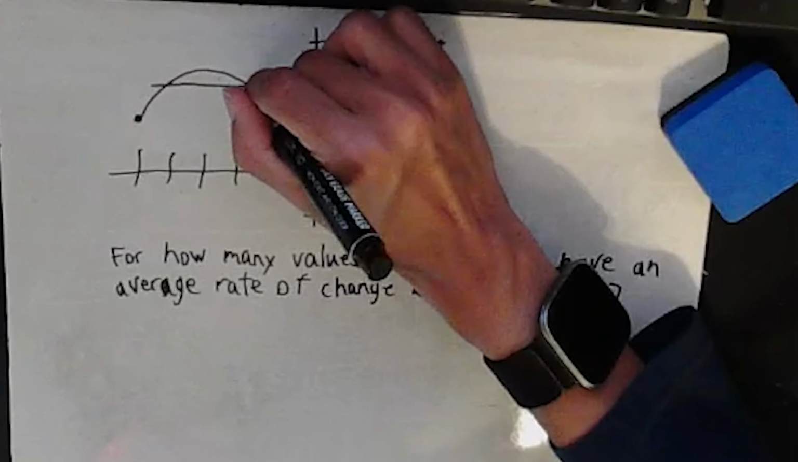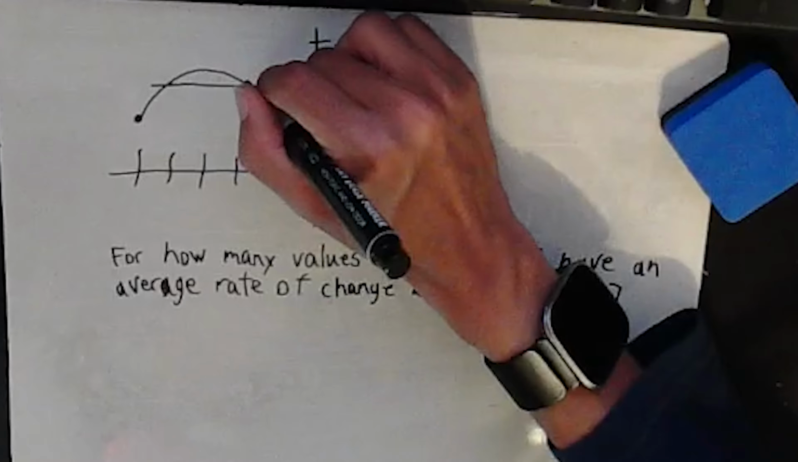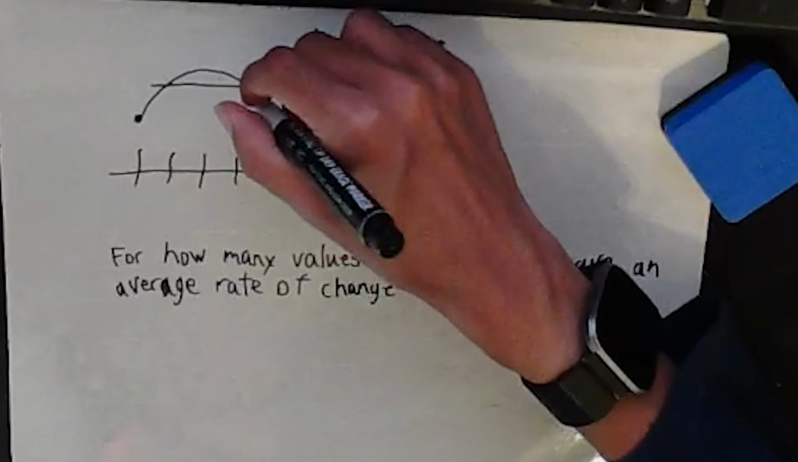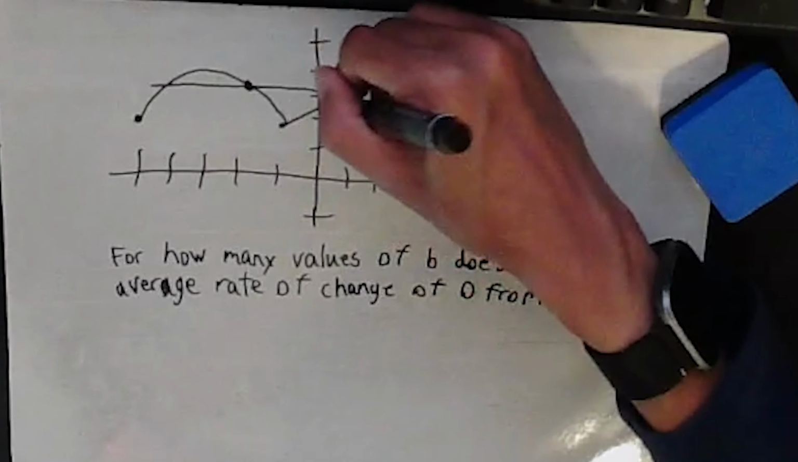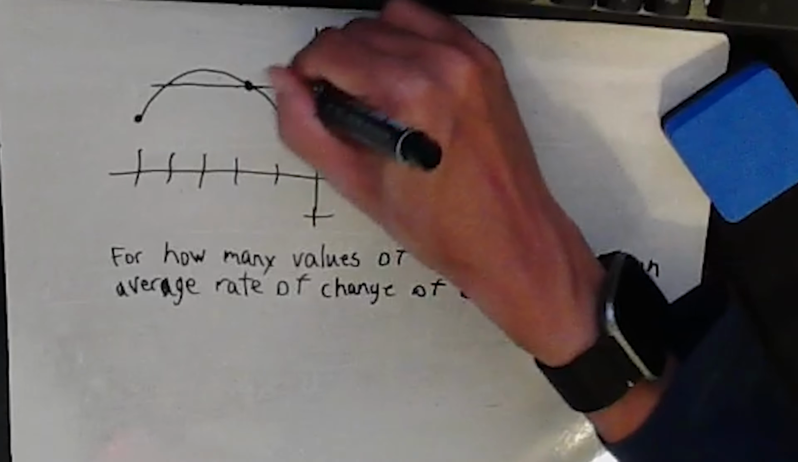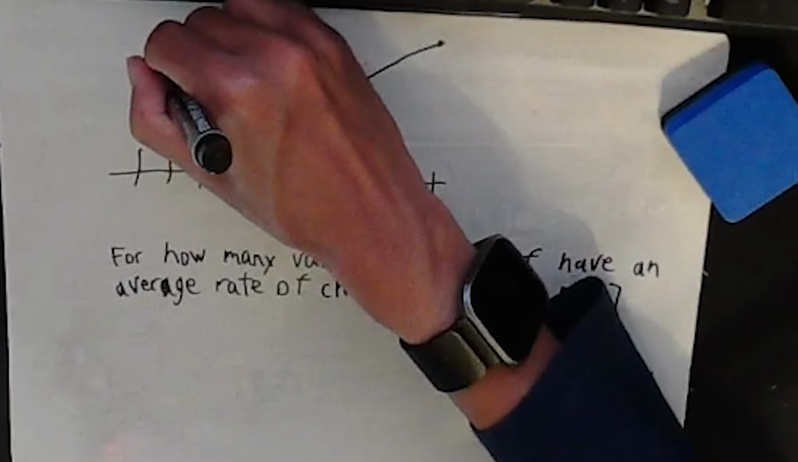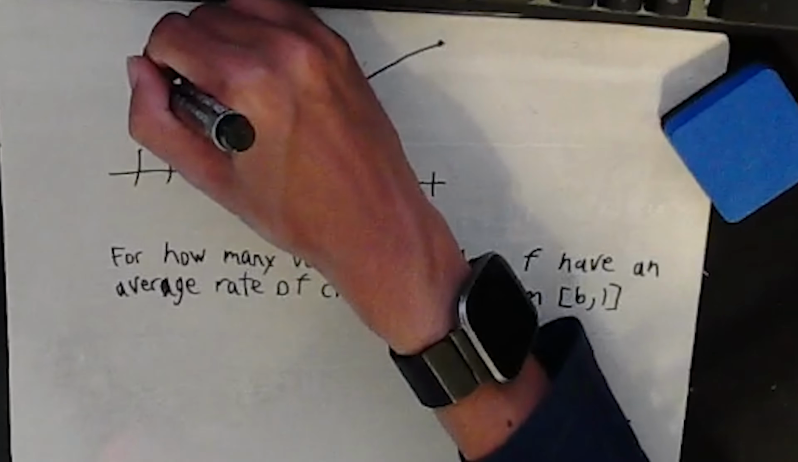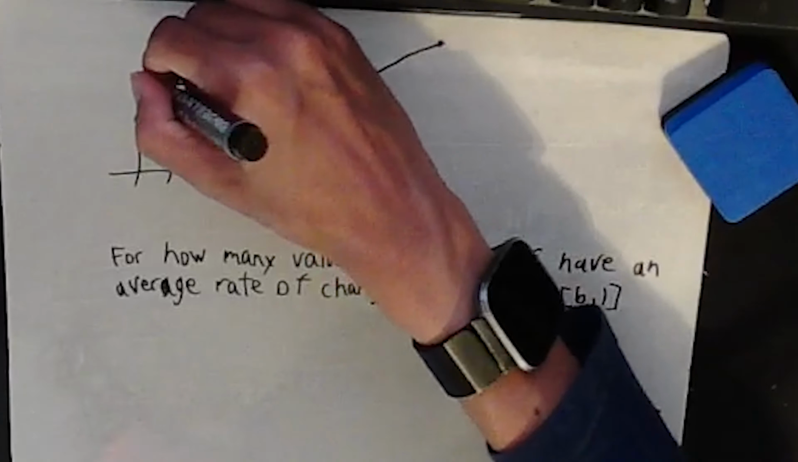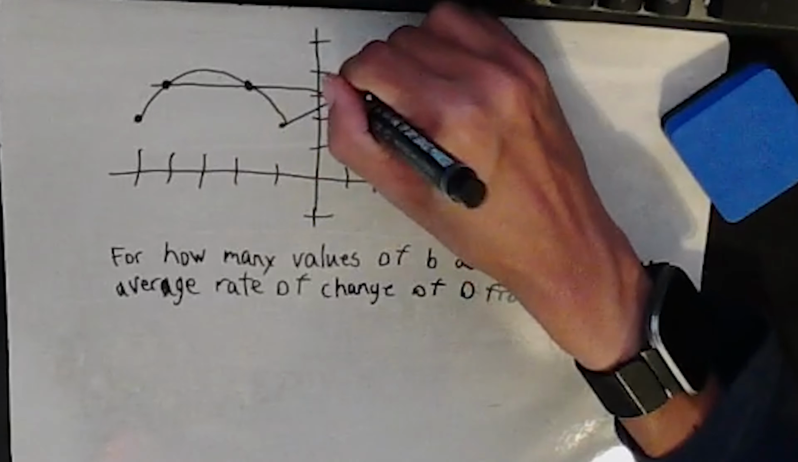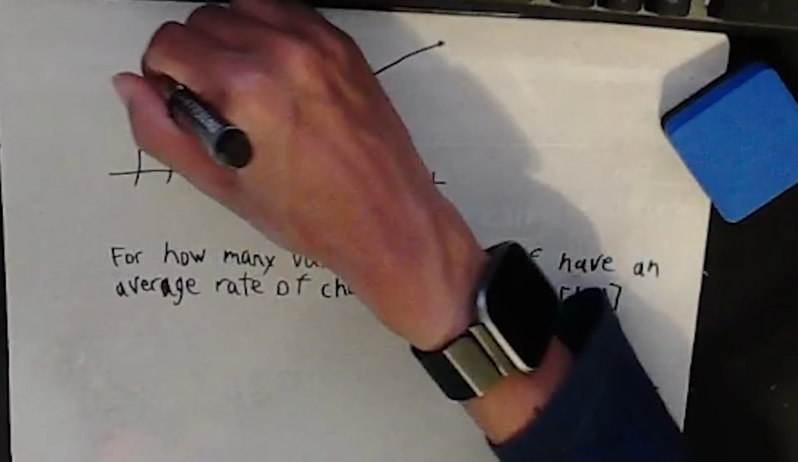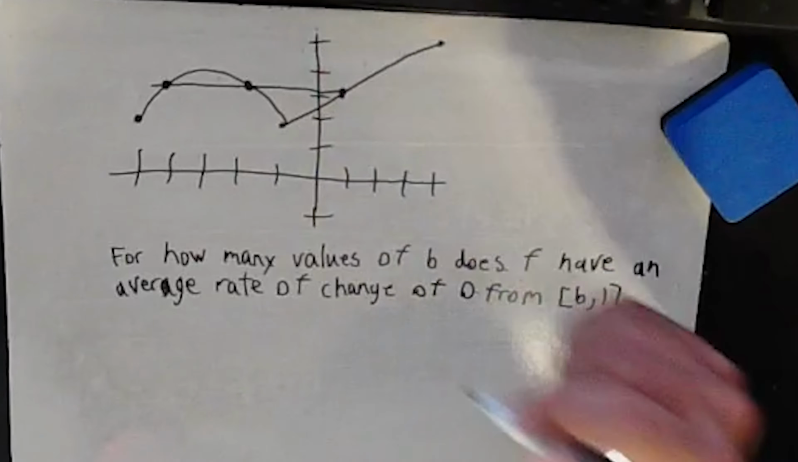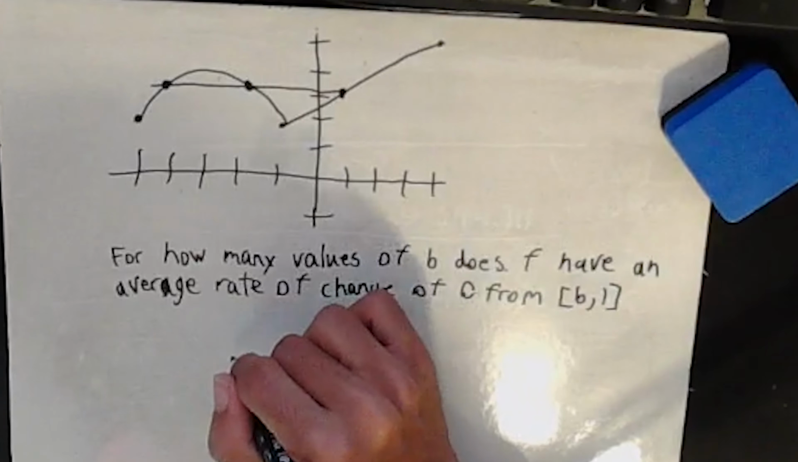So we can see at this point right here, a little bit greater than negative 2, from here to 1, it will have a horizontal change of 0. And then from this point right here, a little bit less than negative 4, from this point to 1, it'll have an average rate of change of 0, because it's a straight horizontal line. So that means our final answer is 2.